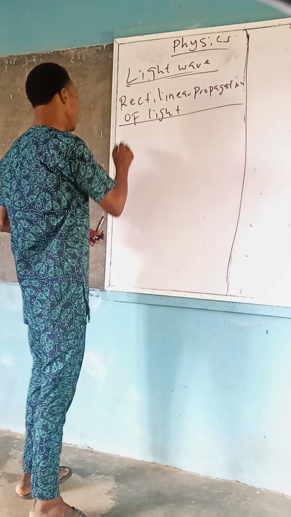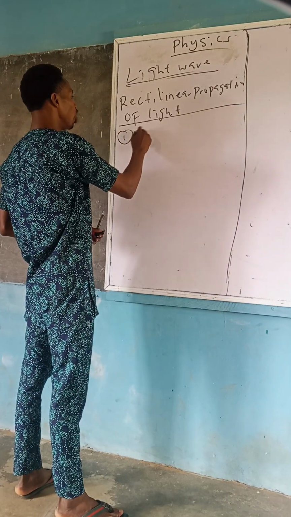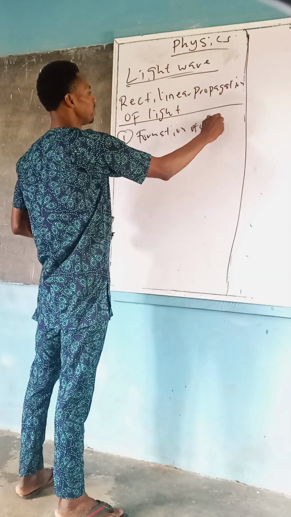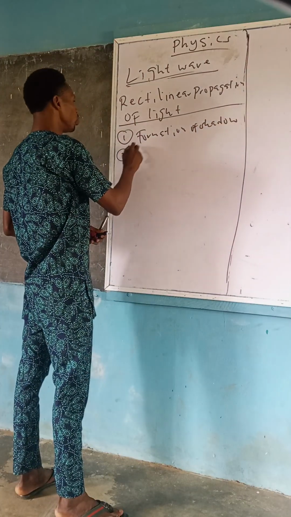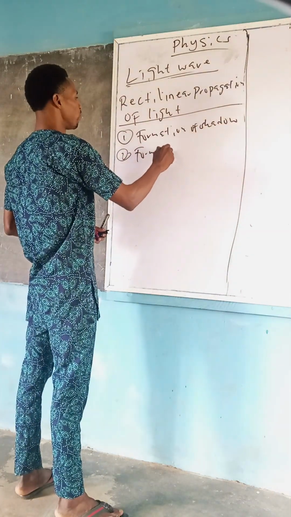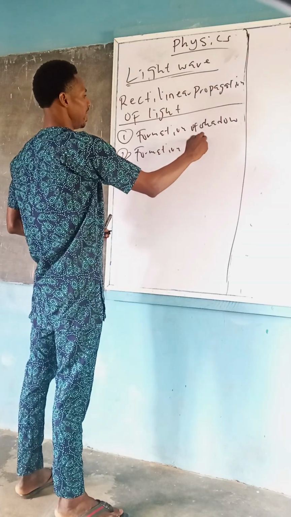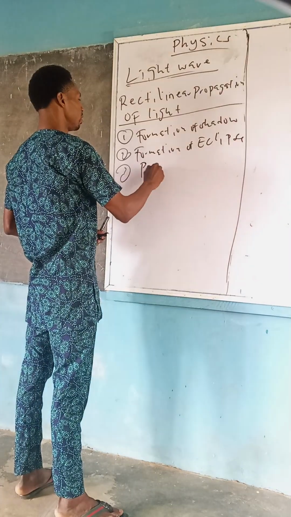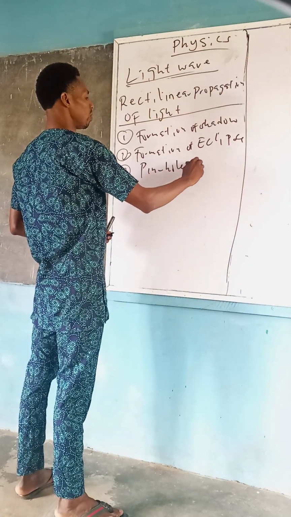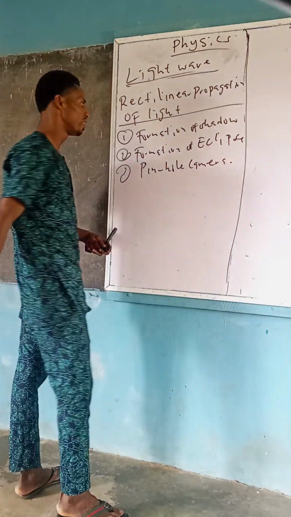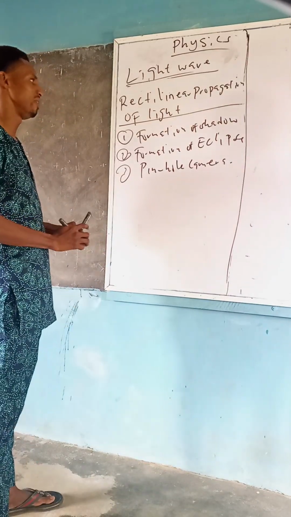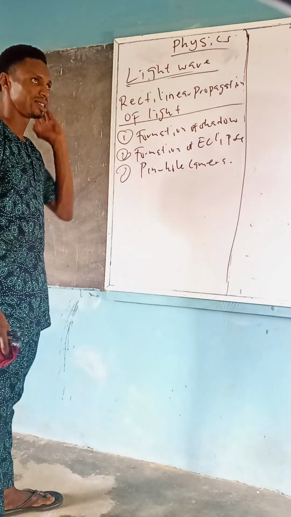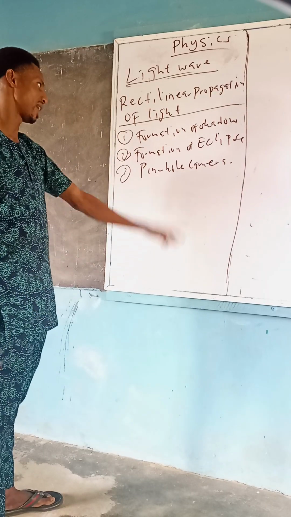Please take a look at the evidence that shows us that light travels in a straight line. Number 1, we have the formation of shadow. Number 2, formation of eclipse. And number 3, we talk about the pinhole camera. So these are the 3 evidences that show that light travels in a straight line.